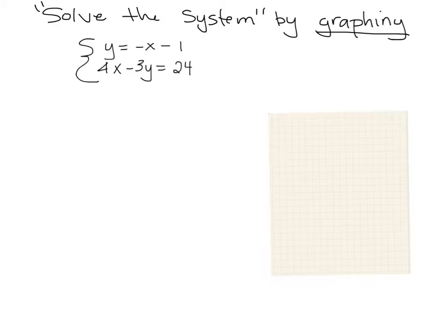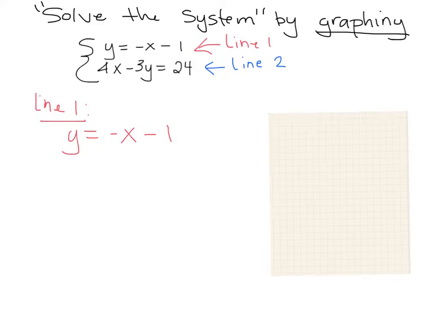So let's call this line 1, and maybe this one, in blue, we can call line 2. If we start with line 1, we want to graph this line. How do you want to graph it? y equals negative x minus 1. Again, this is your preference. What I would do personally is, it's already in slope-intercept form, so it's kind of ready to go.